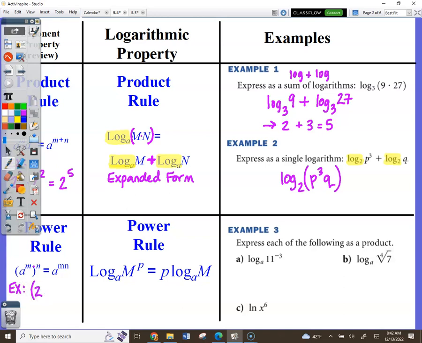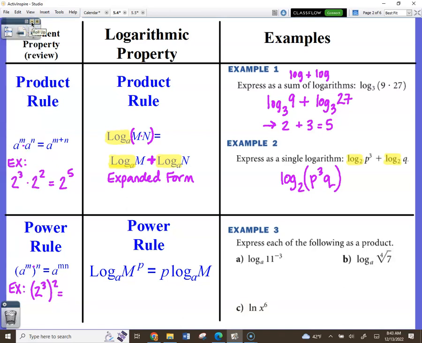what if we had 2 cubed, raised to the second power. Now up here we had 2 cubed times 2 squared, and it cleaned up to be 2 to the fifth. This is 2 cubed squared, which means you have 2 cubed and 2 cubed, so how many are there? There's actually 6 of them. Okay, so the exponent rule for powers is, if you have a base and a power, and then that is raised to another power, then you clean it up by multiplying.